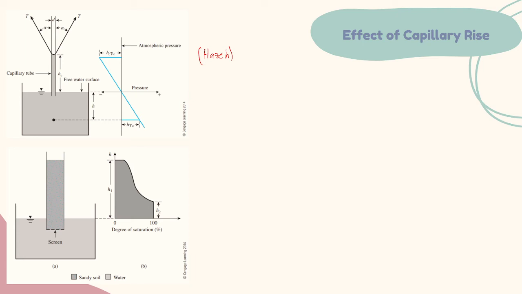So I think he's the one with the Hazen-Williams formula from hydraulics. So the height of capillary rise is equal to a constant C all over the void ratio e times the effective size D10. So this is expressed in millimeters.